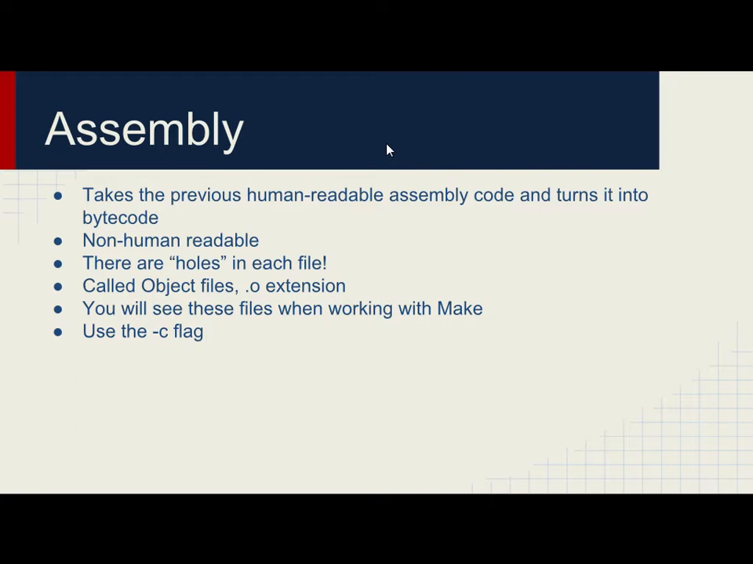Computers don't need as long words as us in order to understand the same thing. So it takes human readable assembly code and turns it into what's called bytecode, which is essentially a bunch of numbers. It looks like a bunch of gibberish when you look at it, and I'll show you in a second. But it's in hex. You can open up any executable in a hex editor, and you can see memory addresses, and you can see the values in each section of the program.